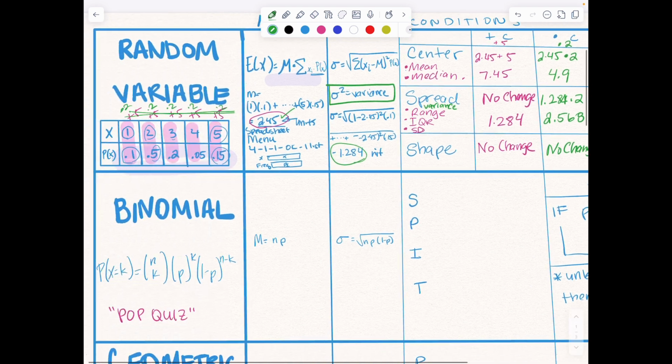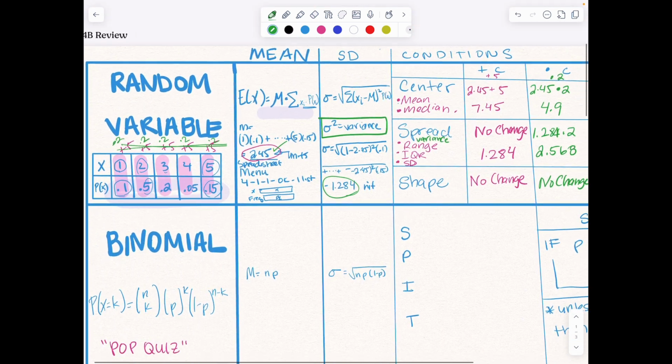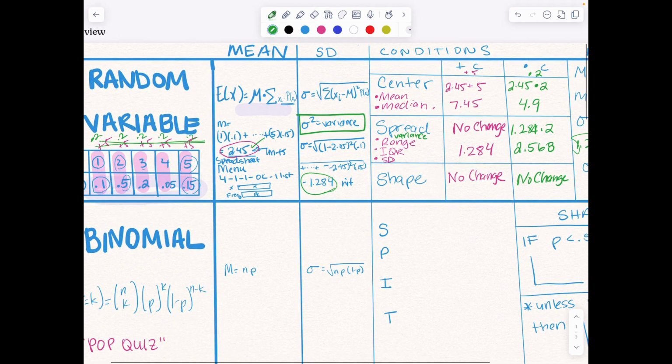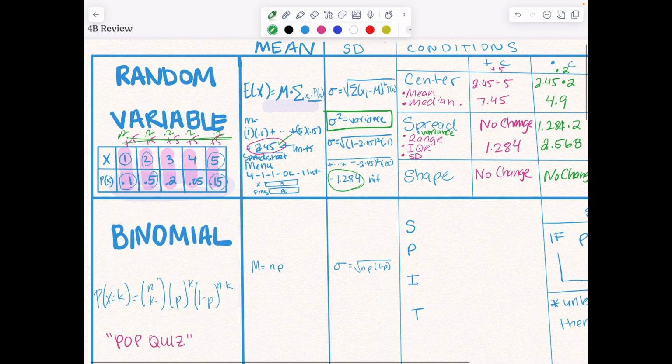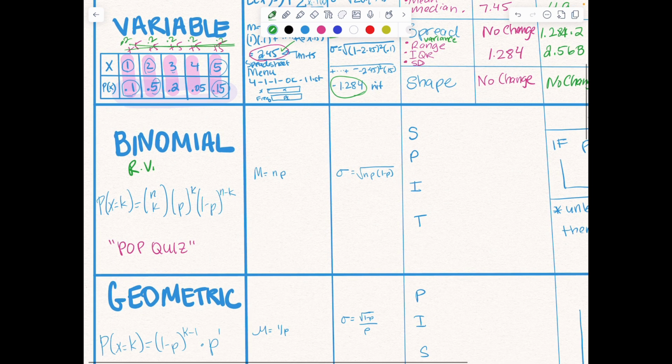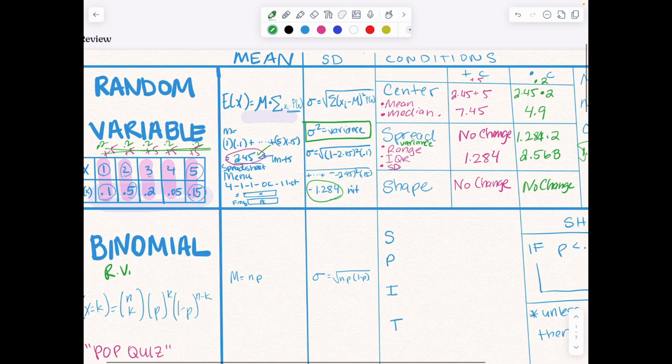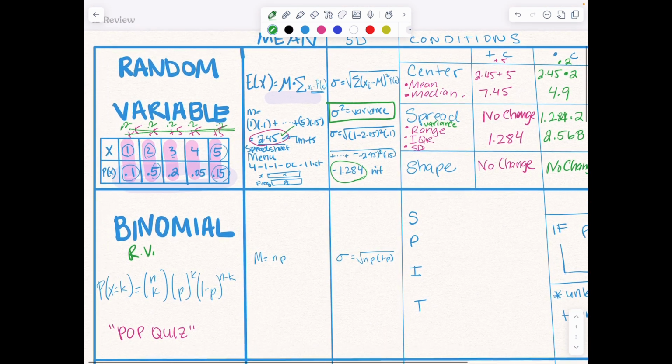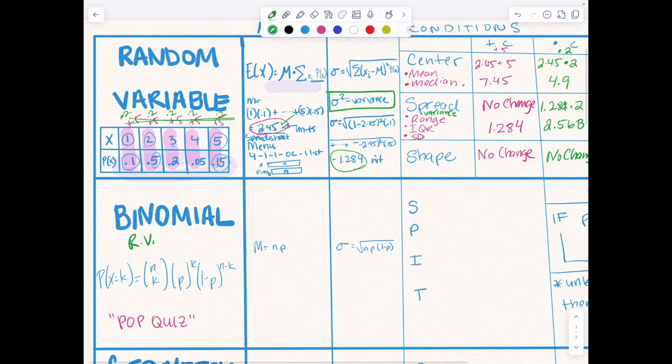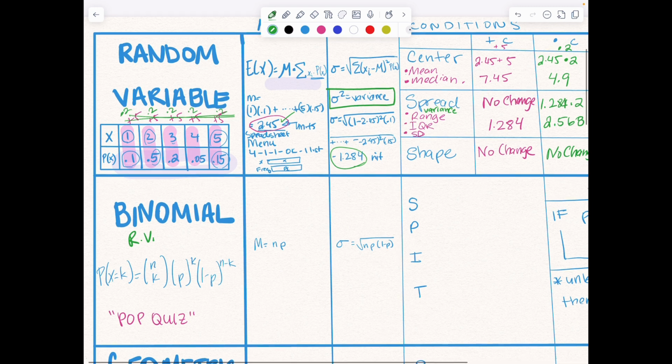Now, the other ones we're going to be doing are binomial and geometric. If you found the mean and standard deviation using a random variable, this is called a binomial random variable, and this is called a geometric random variable. So these formulas work for binomial and geometric, but there are some special formulas that only work for binomial and only work for geometric that make it a little bit easier to do. All right, so let's look at those.